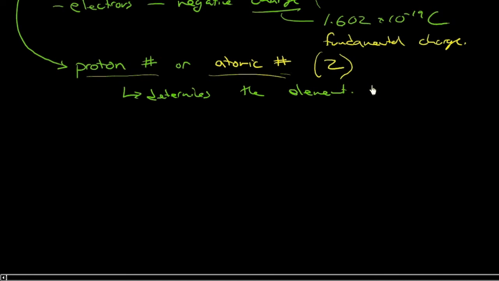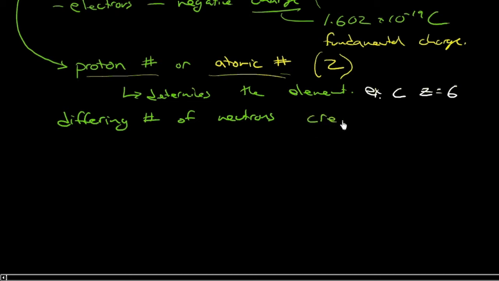For example, carbon has an atomic number of 6, and that's carbon. You can also have a differing number of neutrons, and that creates what we call isotopes. Differing number of neutrons, so they'll have a different mass, but they've got the same number of protons, the same proton number. And so a differing number of neutrons creates different isotopes.